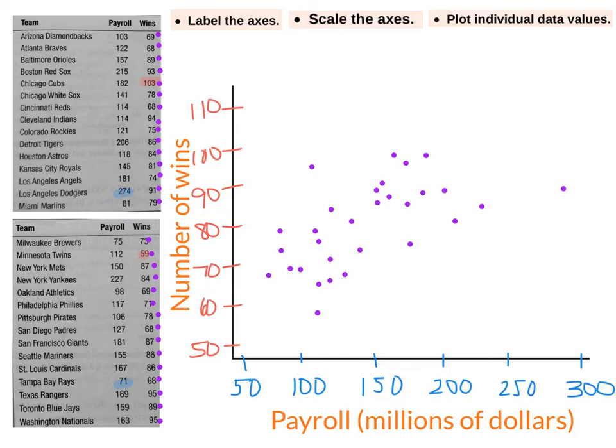And then also try to count your dots and make sure that it lines up with the number of data points that you have. But here we go. There's a scatter plot.